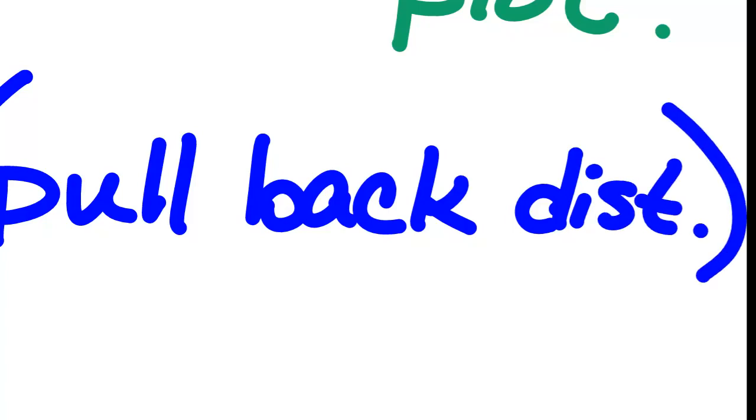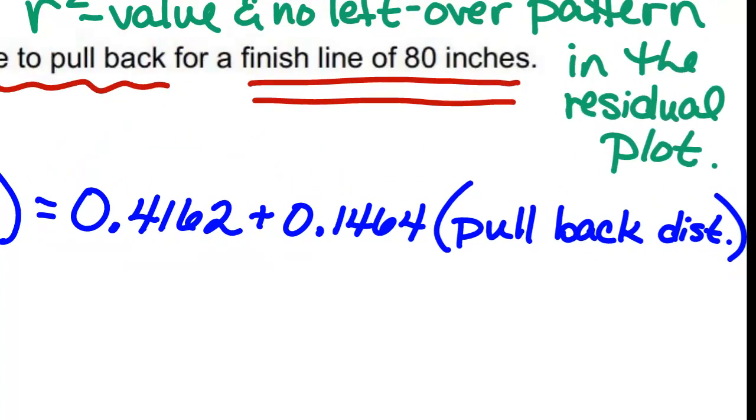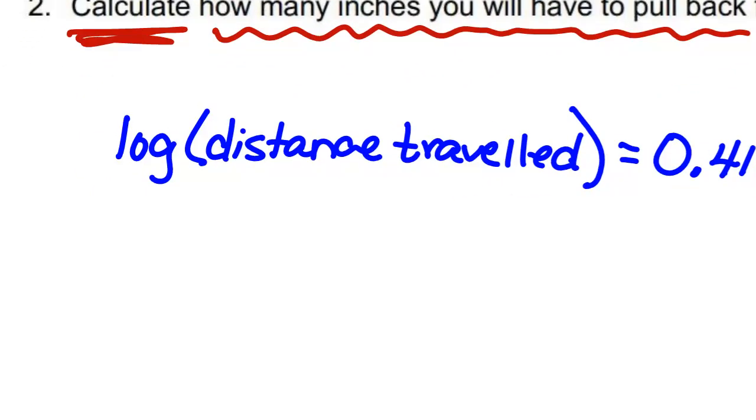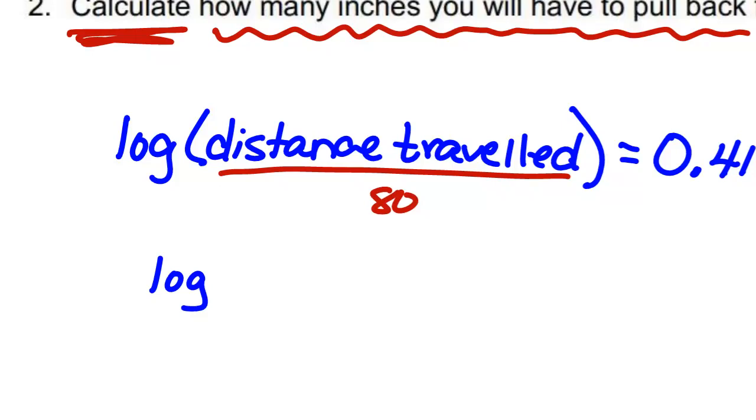So what are we going to sub in if we're going to calculate how many inches we'd have to pull it back for a finish line of 80 inches? Where do I make my substitution? Distance traveled, we're going to replace with an 80. So we're going to have log of 80. This is just common log, so that's a log base 10, which is on your calculator.